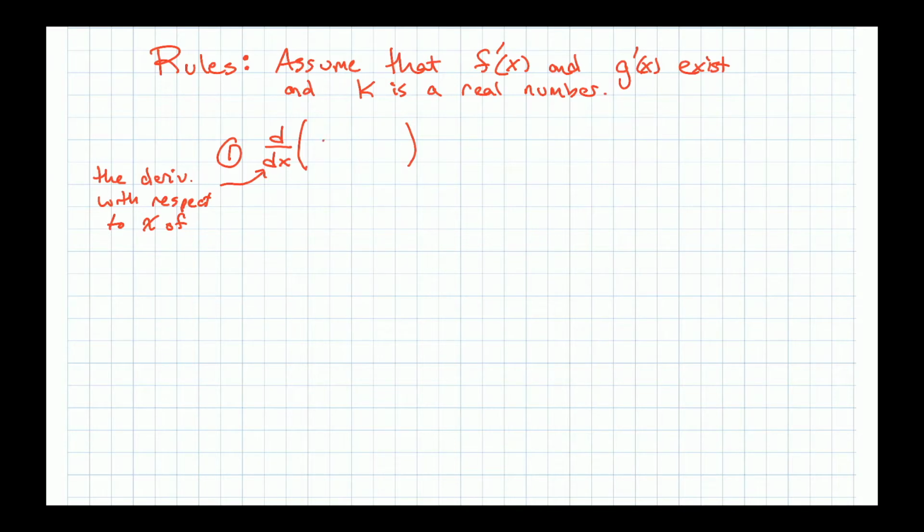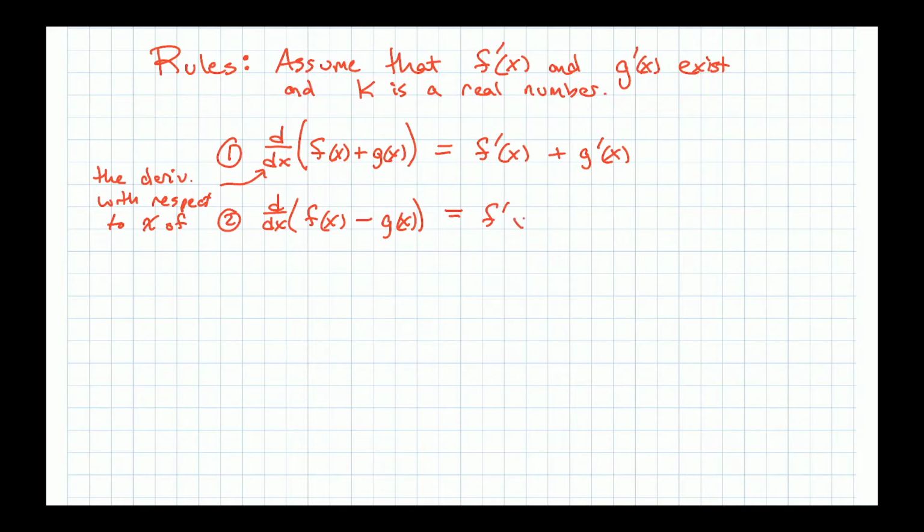Okay? Now, if we do this for f of x plus g of x, then it turns out that's the same as just taking the derivative of f and taking the derivative of g. Now, what that's saying is that you can just take the derivative of two things separately. We'll see examples of all this, so don't worry. Of course, subtraction and addition are basically the same thing. So if I put a minus there, you can probably guess that that would just be f prime minus g prime.